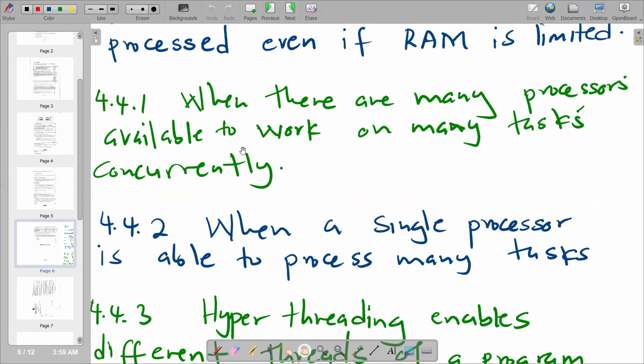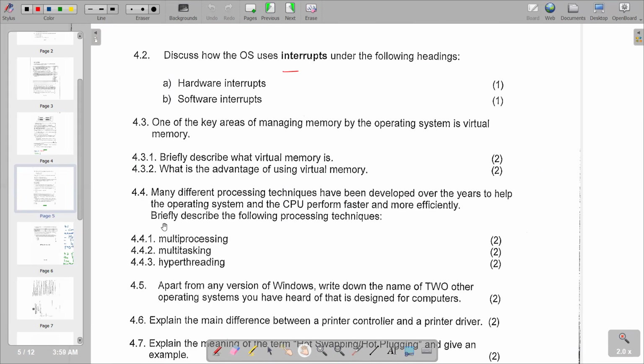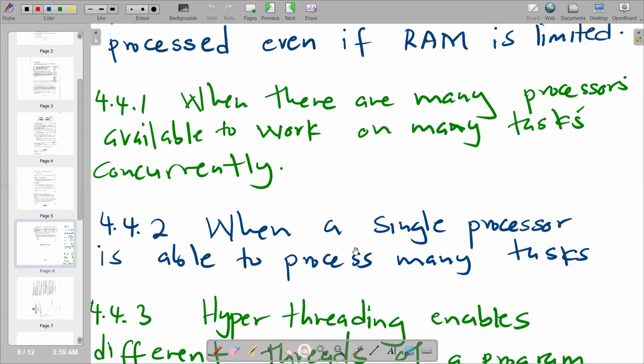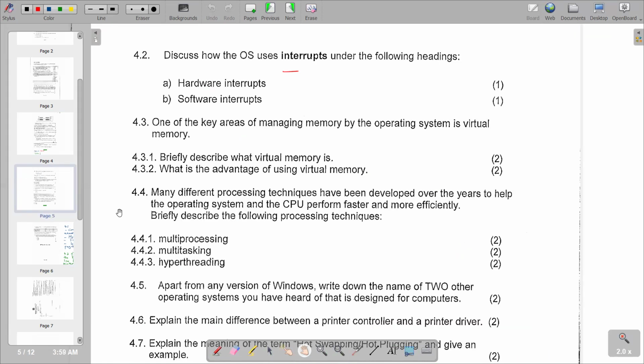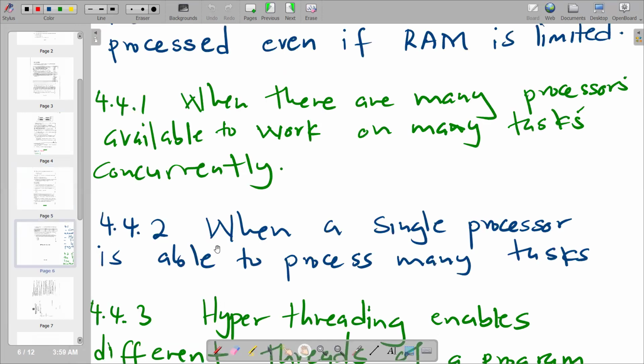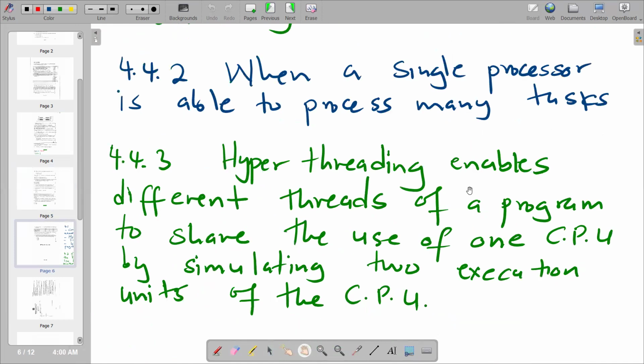So that's the explanation in terms of multiprocessing. Then you go to multitasking. Multitasking is when a single processor is able to process many tasks. That's multitasking. Then you go to the last one, which is hyperthreading. On hyperthreading, it reads: hyperthreading enables different threads of a program to share the use of one CPU by simulating two execution units of the CPU. So this is the explanation that we have in terms of hyperthreading.